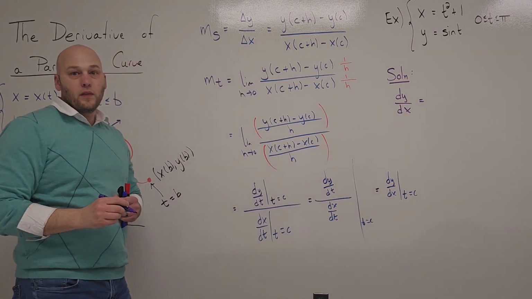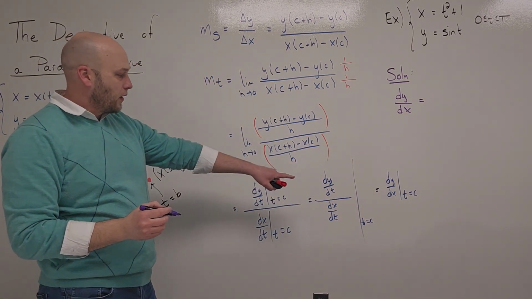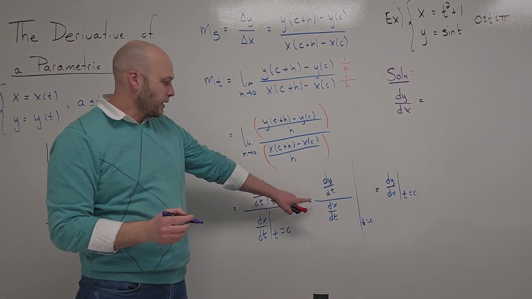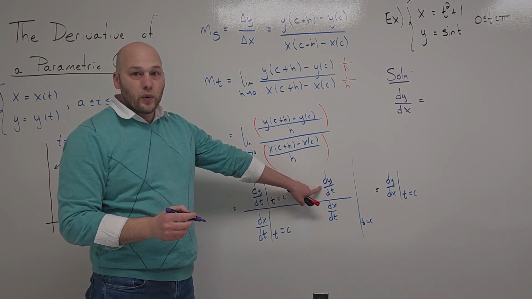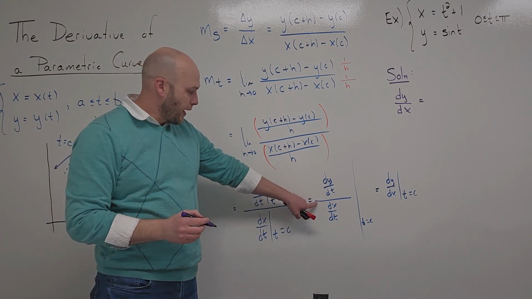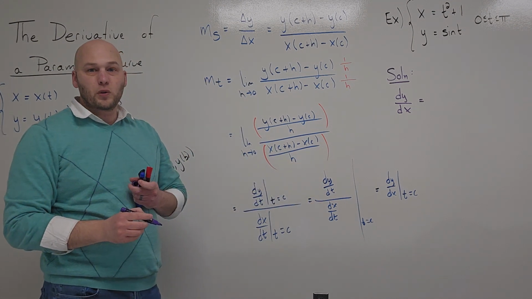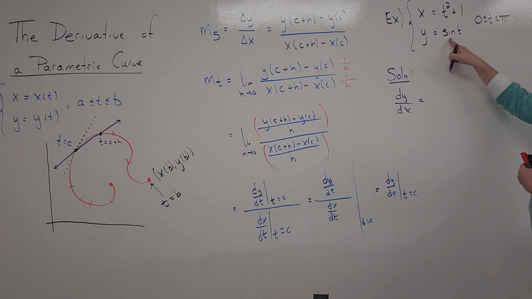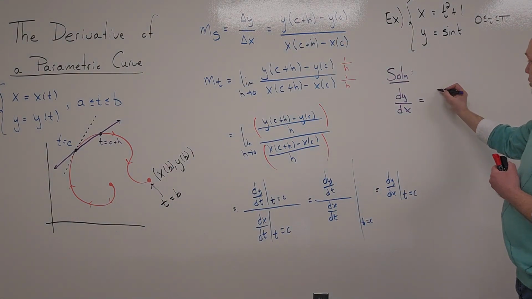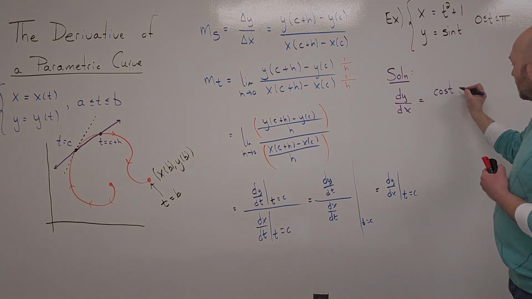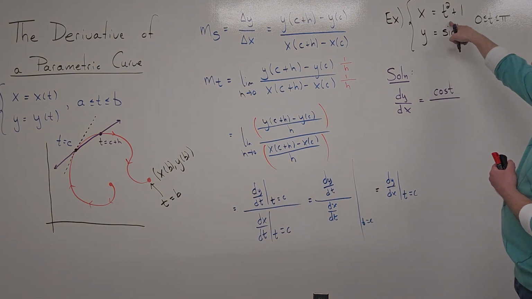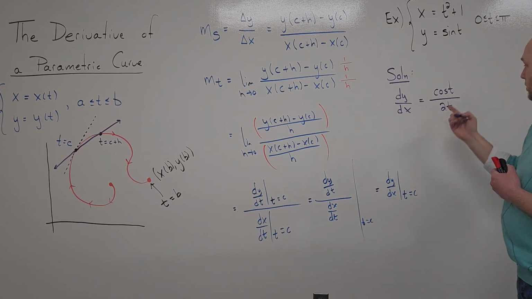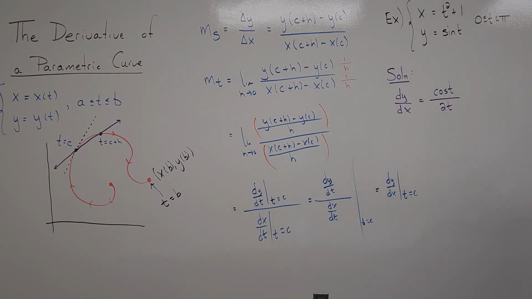So the first derivative of this parametric curve is given by this formula right here. The derivative of y with respect to x: I take the derivative of y with respect to t, and then I divide that by the derivative of x with respect to t. So the derivative of the y coordinate would be cosine of t, divided by the derivative of the x coordinate with respect to t, which would be 2t. So there's my first derivative of that parametric curve.